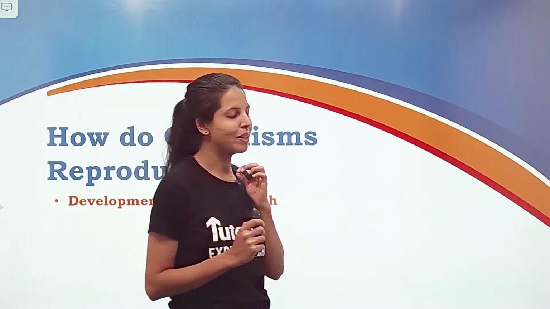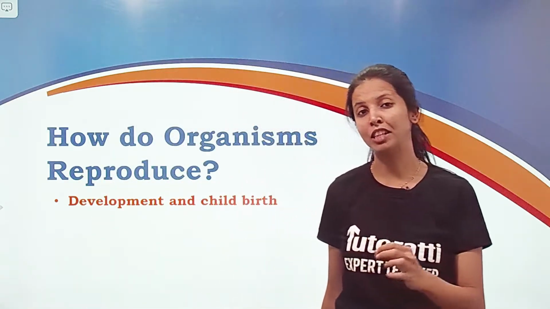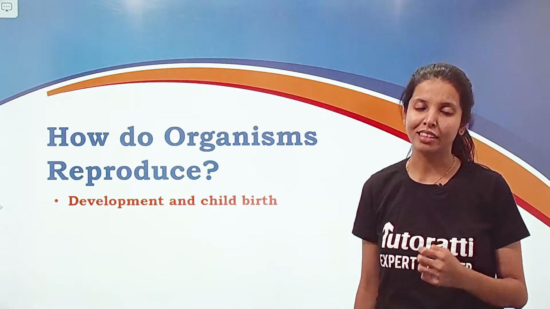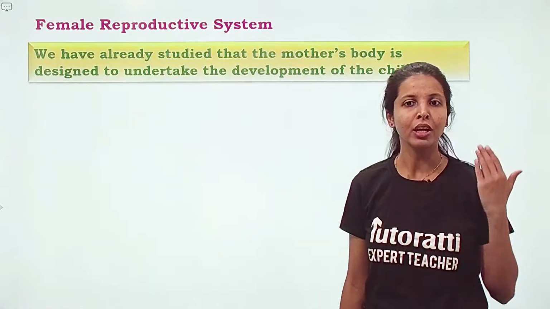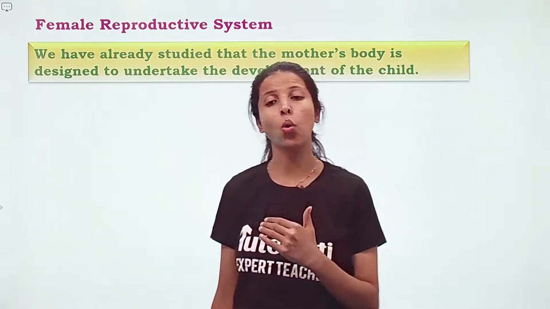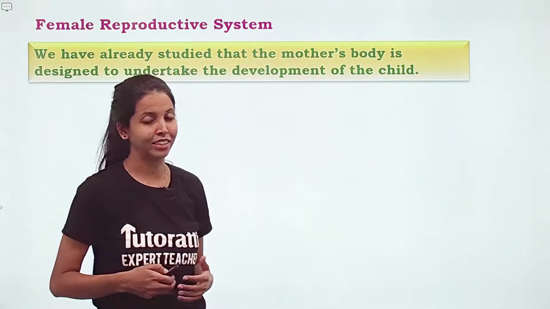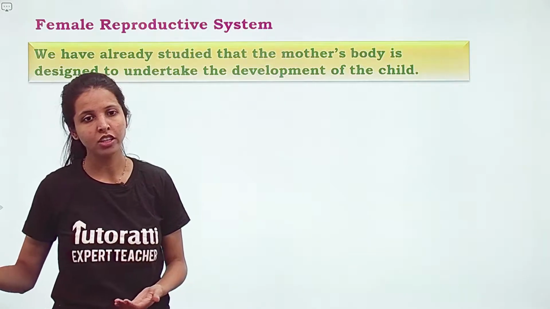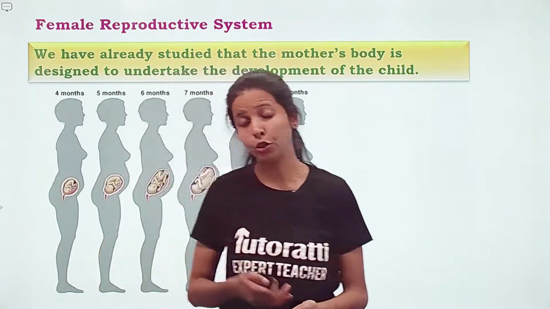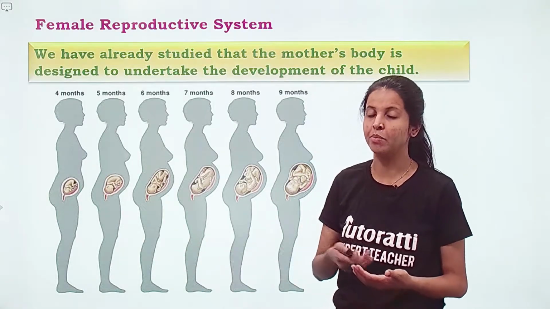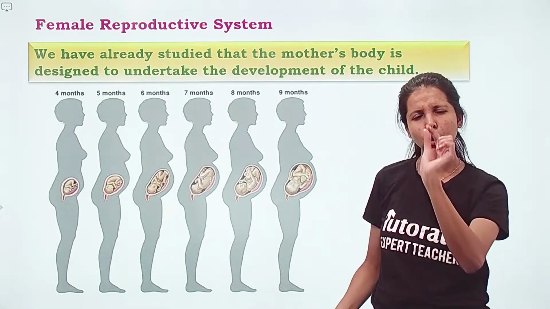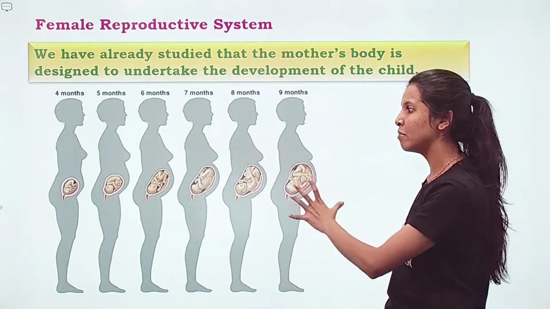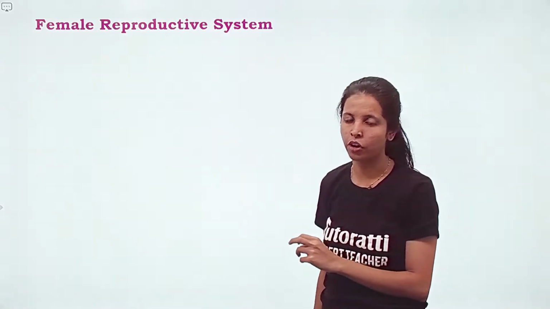Now kids, after the implantation is done, let's talk about the development of that implanted cell and what happens next, that is about childbirth. We have already studied that the mother's body is designed in such a way that it can undertake the development of the child. As you know, in humans pregnancy is 9 months. It takes 9 months from zygote to develop into a proper child, a baby, and a female's body is designed for that.